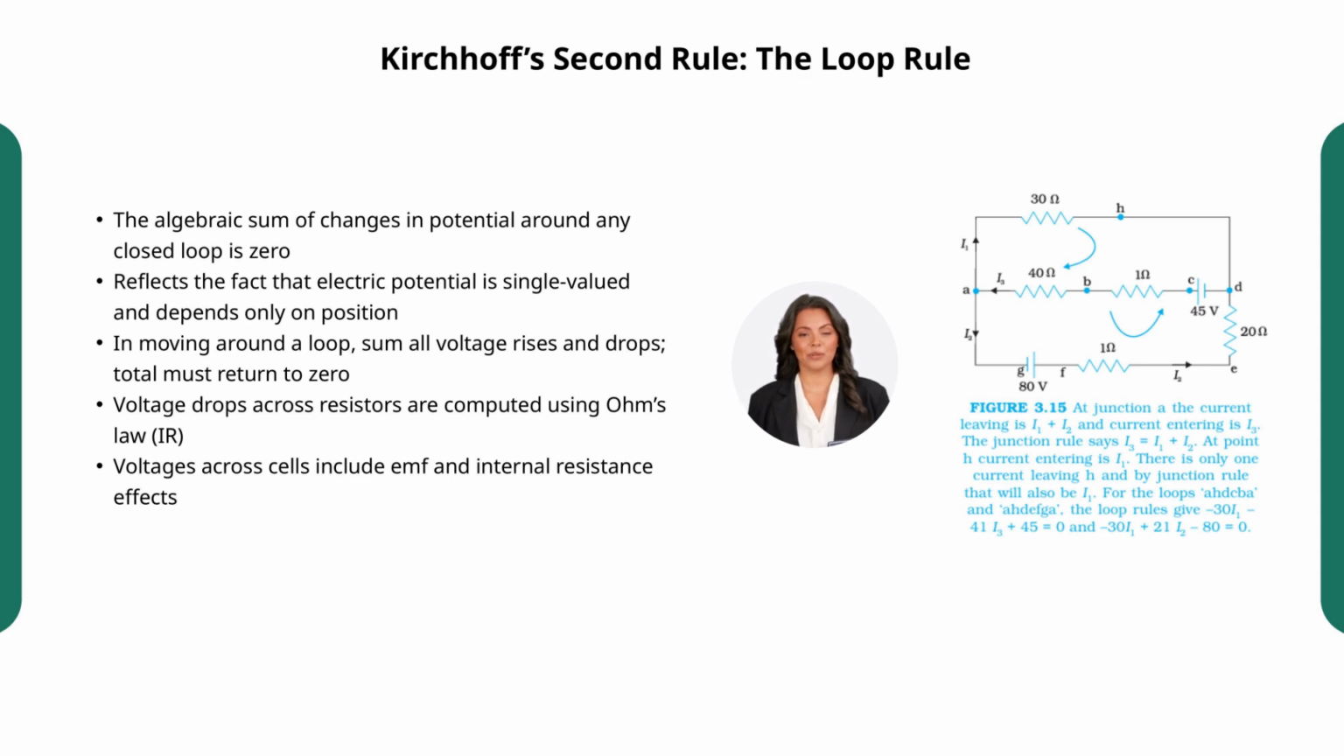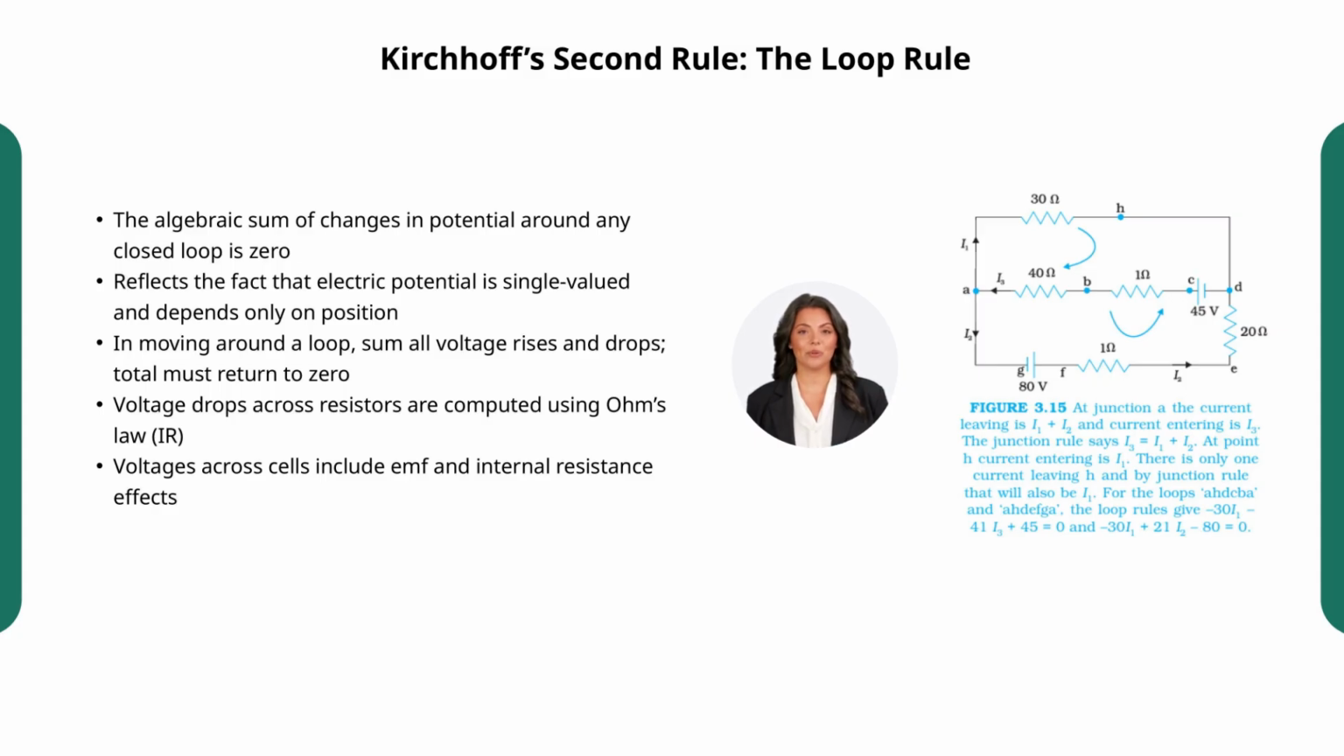When traversing a battery or cell, voltage changes correspond to the electromotive force and any internal resistance effects, which we described earlier with the V equals epsilon minus IR formula. In the same circuit diagram from the last slide, loops are shown where we apply this rule by summing voltages. For example, in one loop you consider voltage drops across resistors and voltage gains from batteries. By applying the loop rule to each independent loop in the network, we obtain equations that relate the unknown currents and voltages. Together with the junction rule, these form a complete set of equations to solve complex circuits.